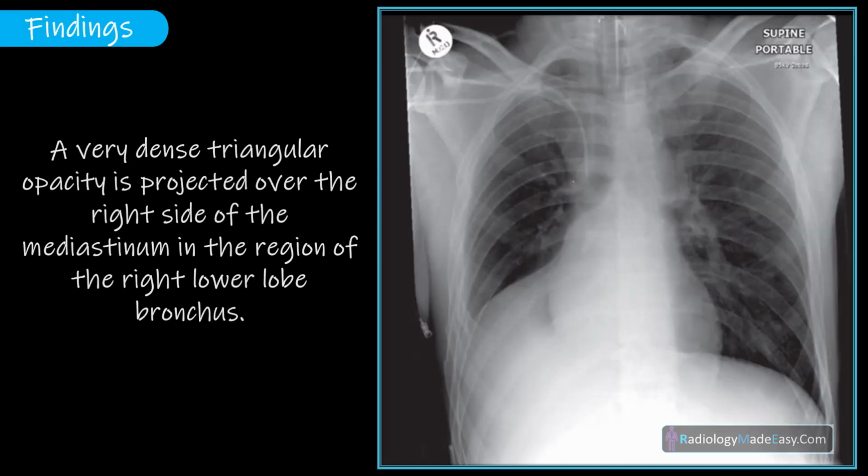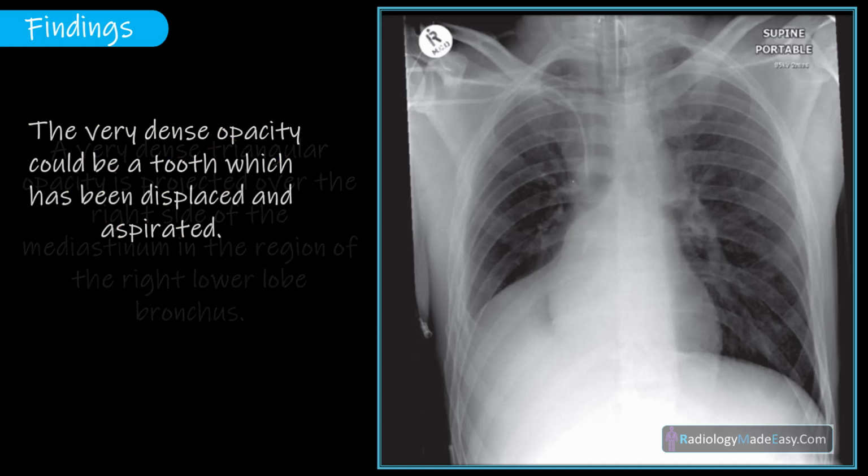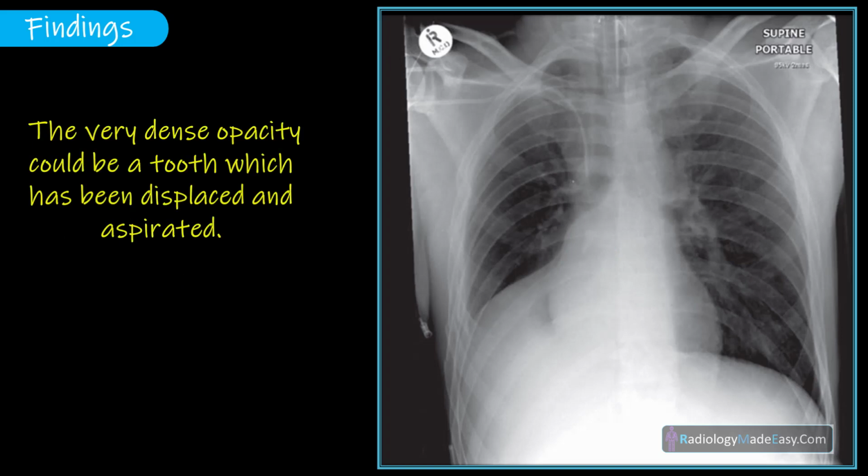Also in this radiograph, you can see a very dense triangular opacity projected over the right side of the mediastinum in the region of the right lower lobe bronchus. The very dense opacity could be a tooth which has been displaced and aspirated.